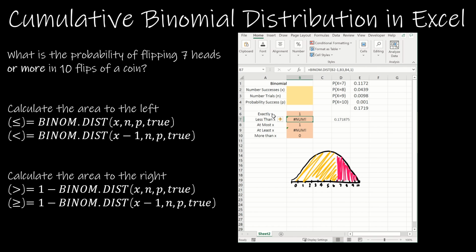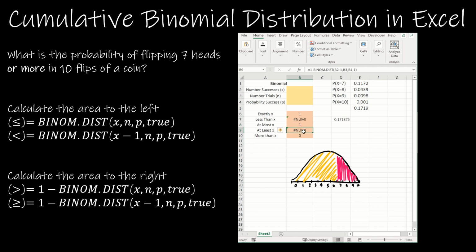Now let's take a look at less than x. Less than x is not including the number that we're given. So notice I'm going to take B2, which is the number of successes, minus 1, and then B3, B4, and then 1 for cumulative. So all of these are going to be cumulative. At most x, again, is going to be exactly the number that we're given, and then to the left, because at most would be anything including that value and then to the left.